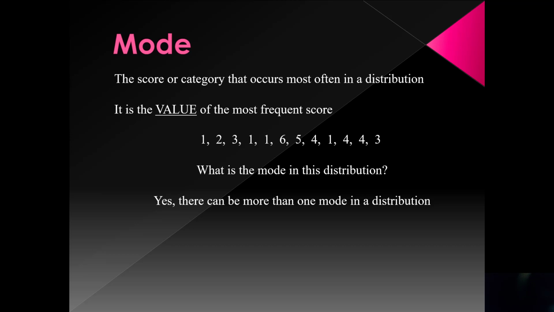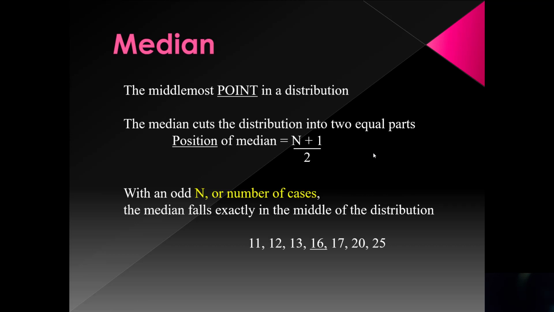There can be more than one mode in a distribution. If I put a comma after this 3 and then typed another 4, then there would also be 4 fours, so that would be a bimodal distribution with 1 and 4. Wow, that sounded so professional.